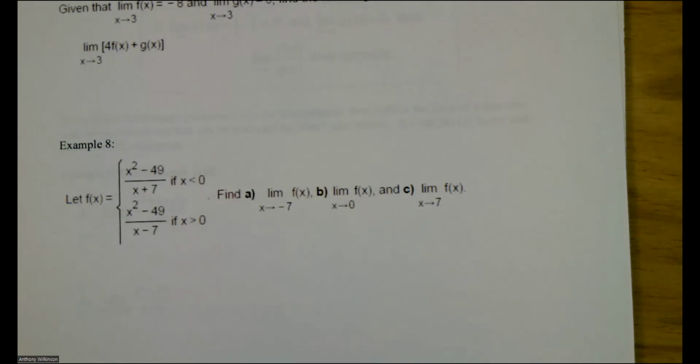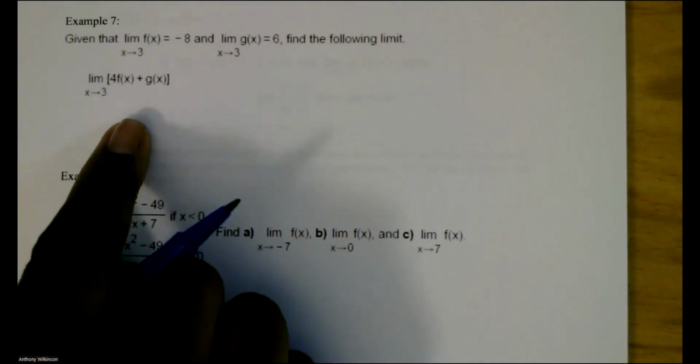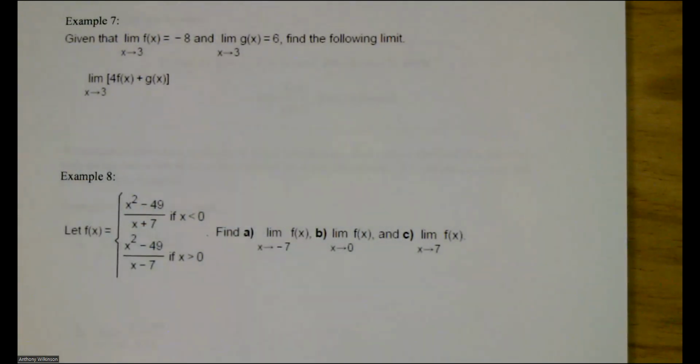Suppose we had this. Given that the limit as x approaches 3 of f of x is equal to negative 8, and the limit as x approaches 3 of g of x is equal to 6, find the following limit. And that is the limit as x approaches 3 of 4 times f of x plus g of x.